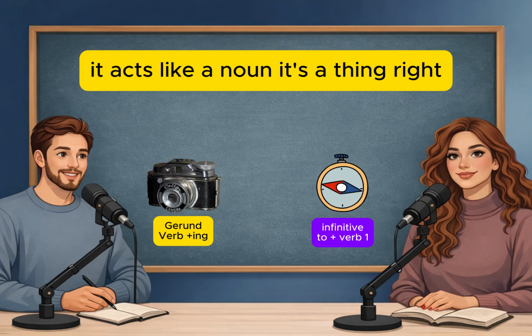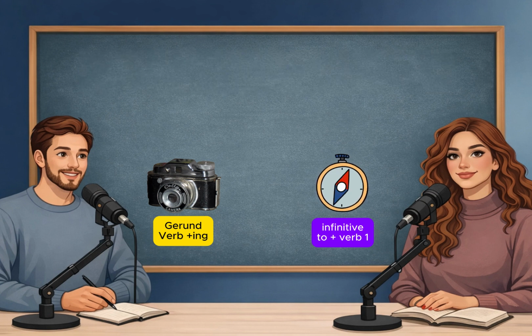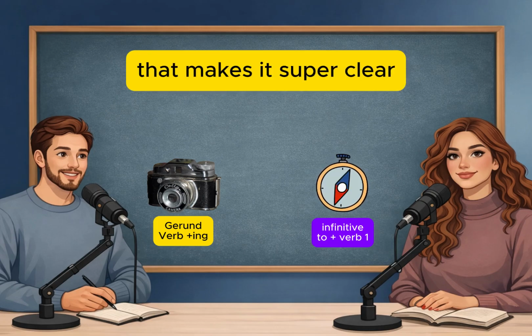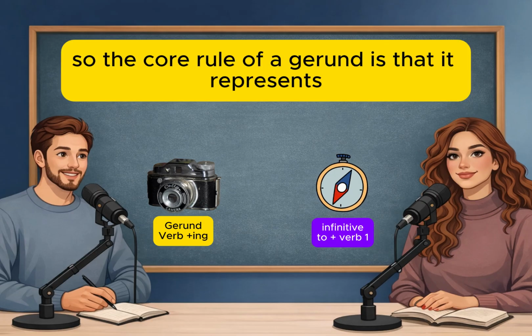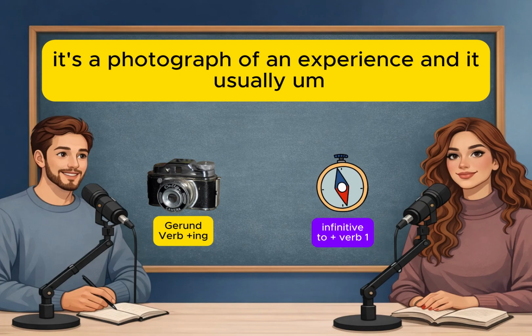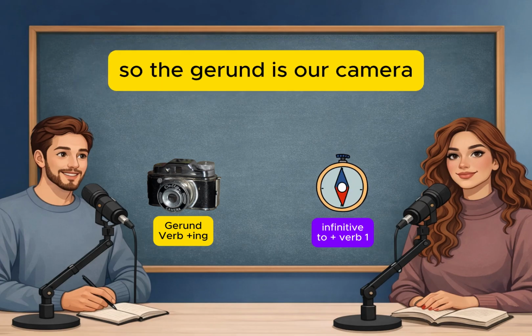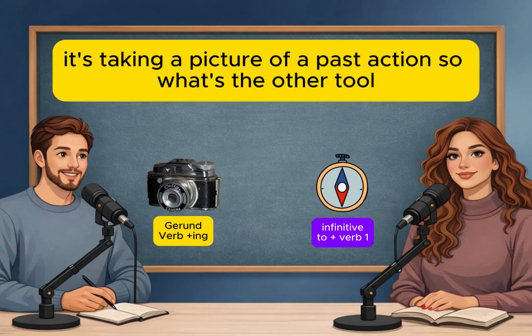It's a thing. Right. And since you speak Turkish, a really great shortcut for you is to think of this like the -ma/-me or the -ish endings. Oh, that makes it super clear. So the core rule of a gerund is that it represents the general action itself. It's a photograph of an experience, and it usually looks backward at something that already happened. Okay, so the gerund is our camera. It's taking a picture of a past action.